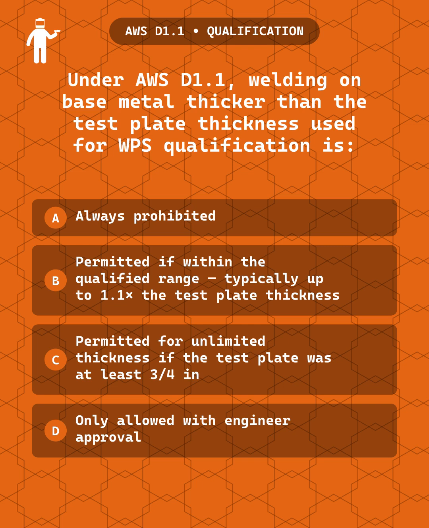Question 4. Under AWS D1.1, welding on base metal thicker than the test plate used for WPS qualification. Is it A, always prohibited, B, permitted if within the qualified range, typically up to 1.1 times the test plate thickness, C, permitted for unlimited thickness if the test plate was at least 3/4 inch, or D, only allowed with engineer approval?